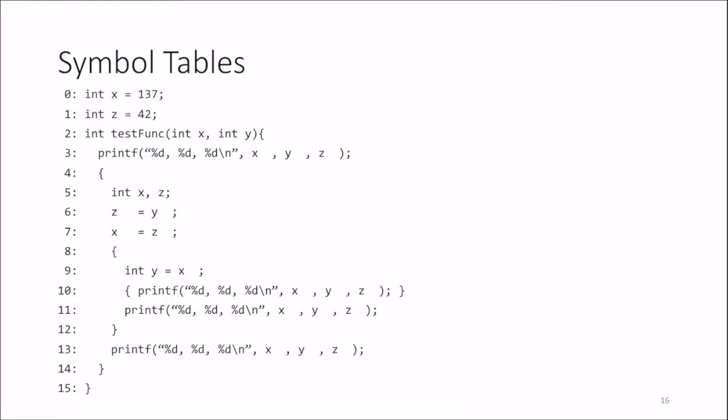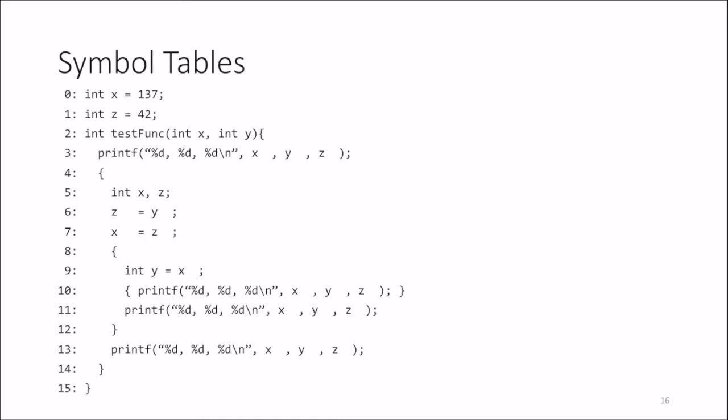So let's take a deep dive into scoping using an example. Here's an example C program with a few printf statements so that we can analyze which variables will be used at each point in this program. We're going to go line by line through this program and look at how a symbol table, which is just a mapping from identifiers to a descriptor, can be used to keep track of everything.